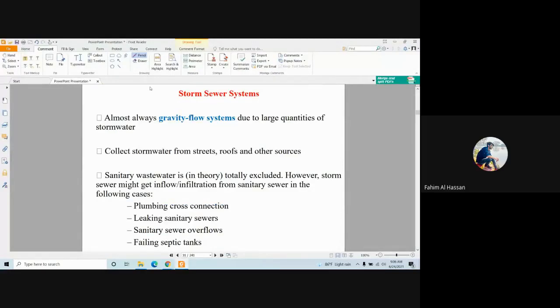As I was telling you, almost always we try to give a gravity flow system because this is the least expensive, cheaper one.